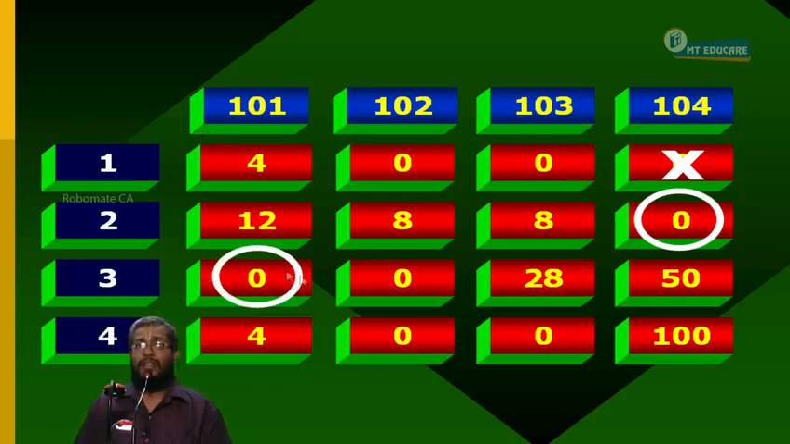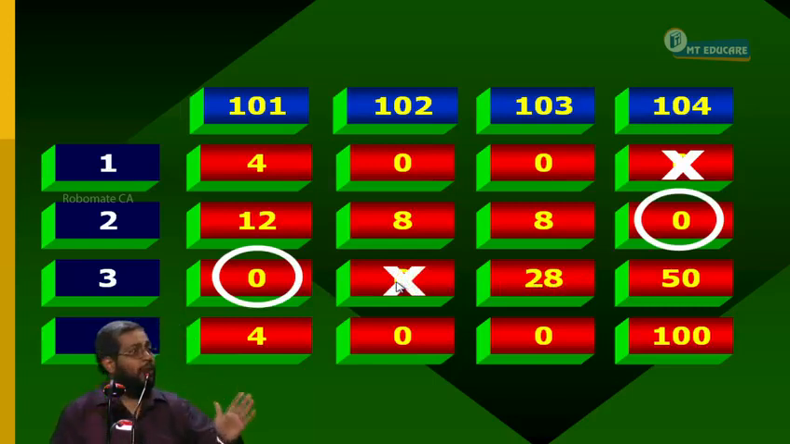In this row, can I make any more allocation? No. What should I do? Cancel the zero to the right of it. First thing I learned is, if the rows are having multiple zeros, at least check whether columns are having 1 zero. Make an assignment there.